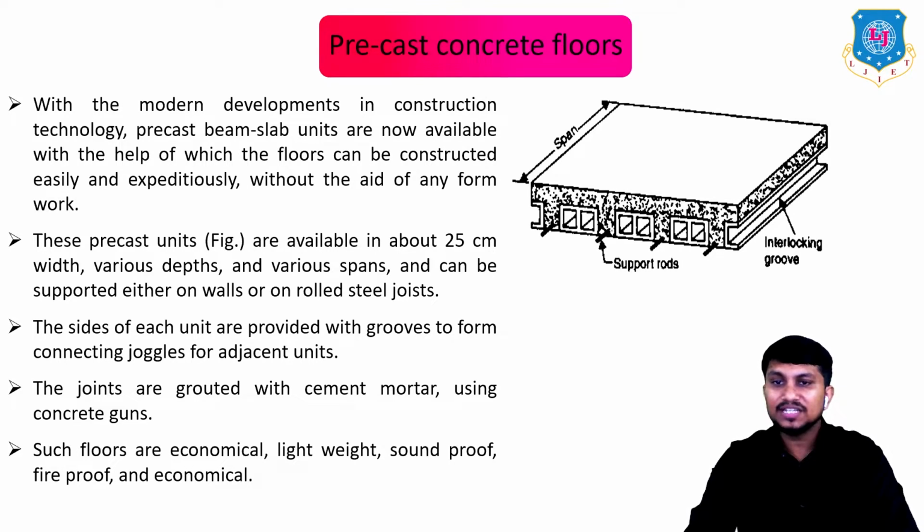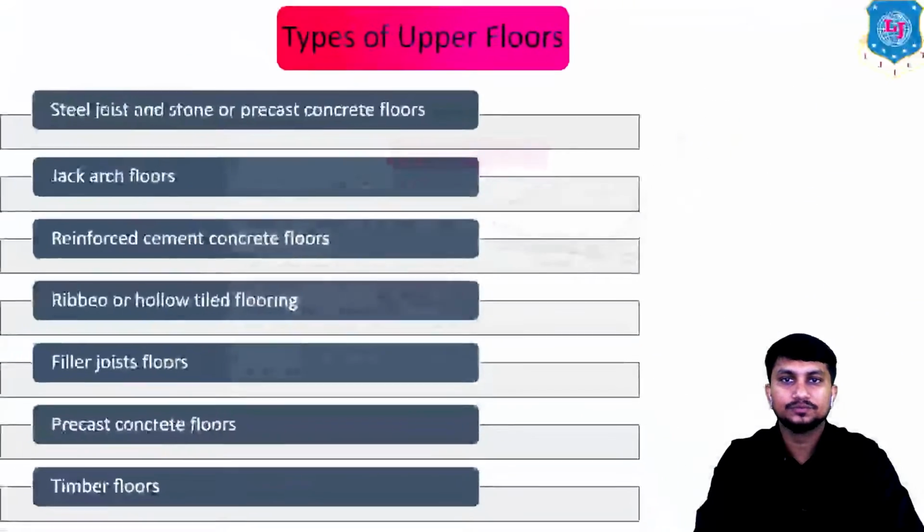The sides of each unit are provided with grooves to form connecting joggles for adjacent units. The joints are grouted with cement mortar using concrete guns. Such floors are economical, lightweight, soundproof, and also fireproof.